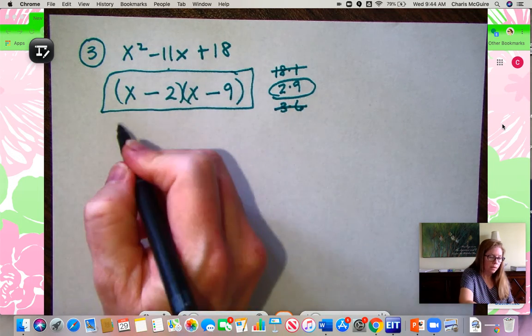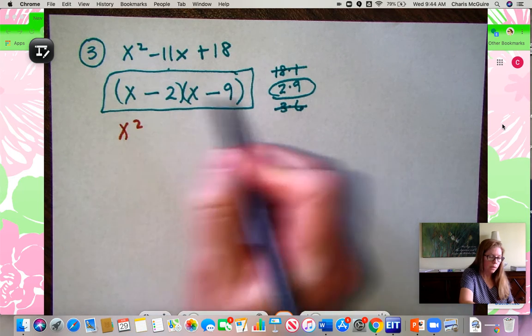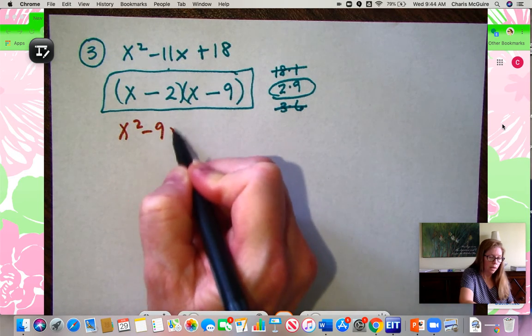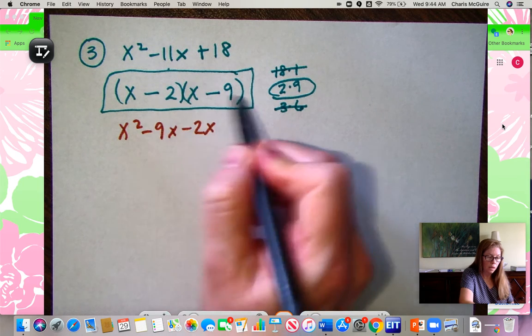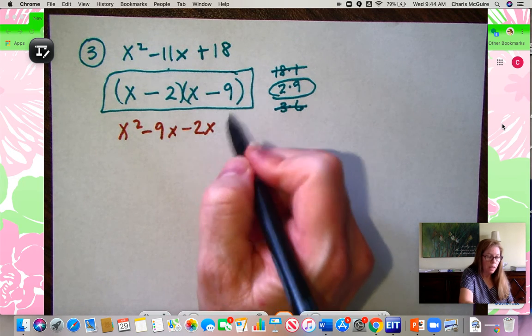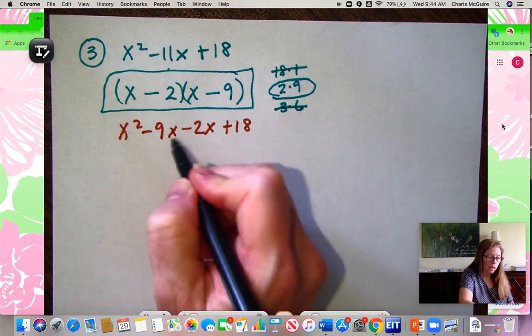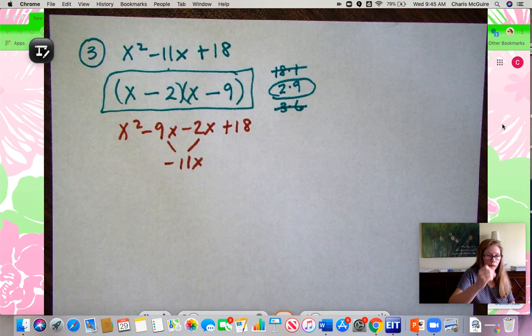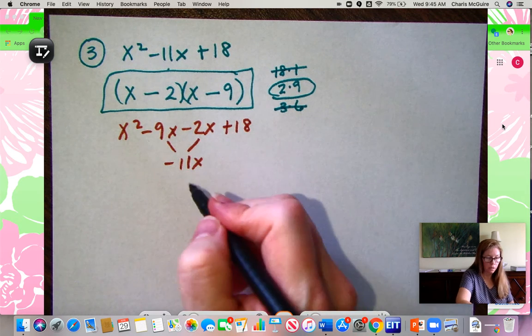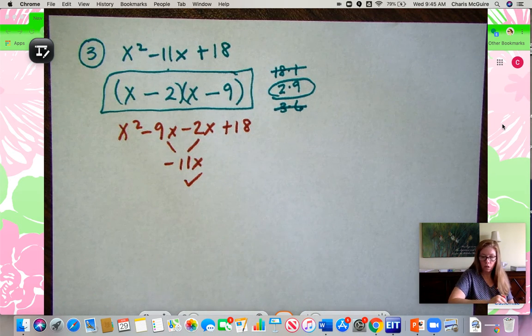X times x is x squared. X times negative 9 is negative 9x. Negative 2 times x is negative 2x. Negative 2 times negative 9 is a positive 18. And you can see the negative 9 and the negative 2 make the negative 11x in the middle. Perfect. There we go. You try this one on your own.